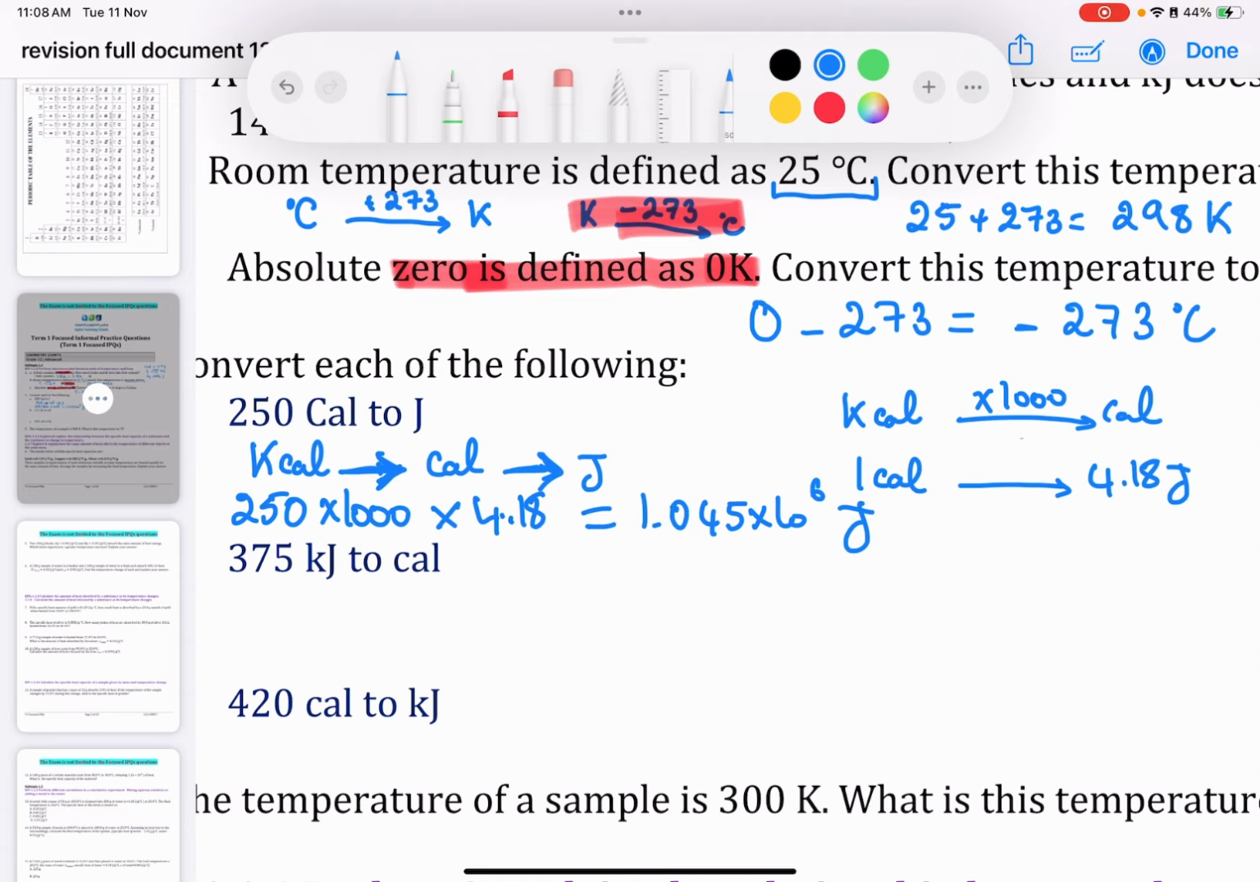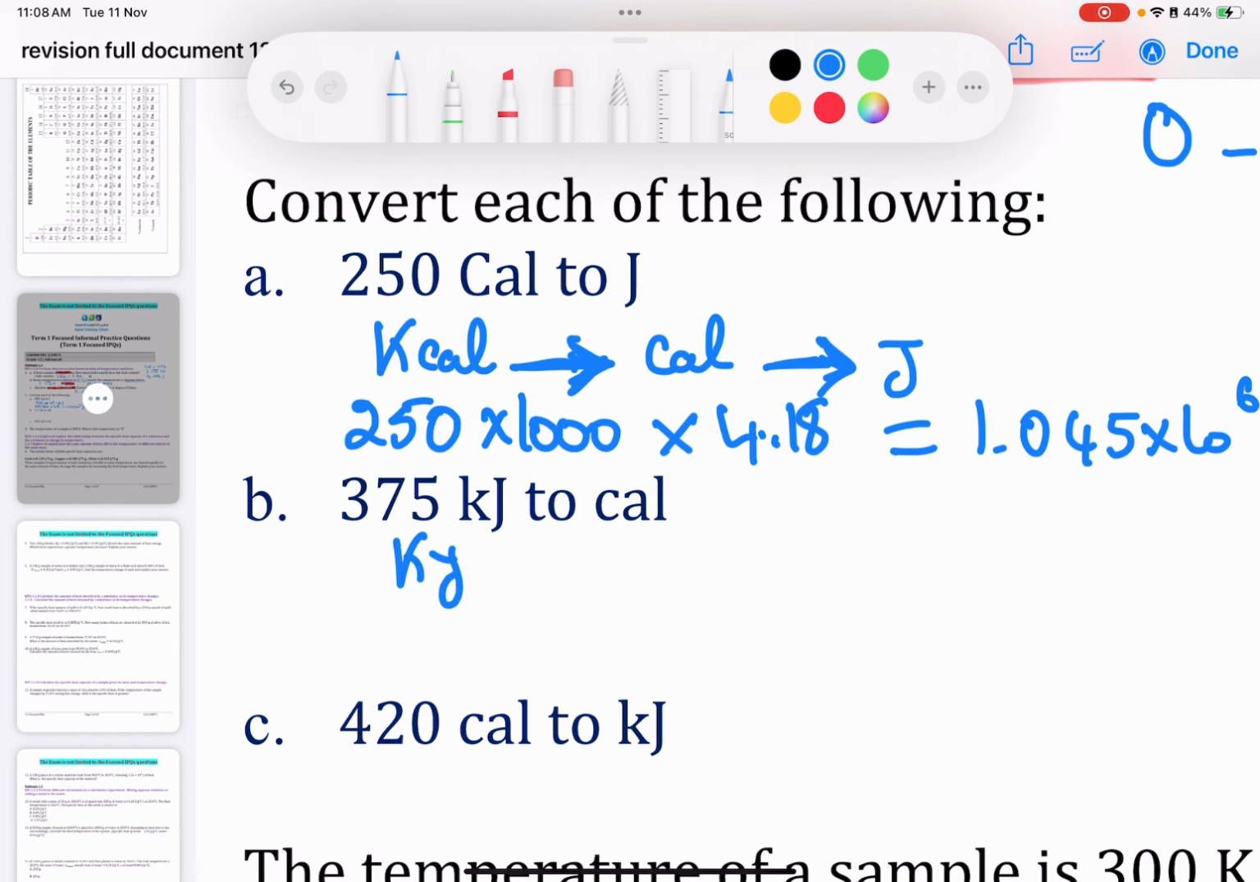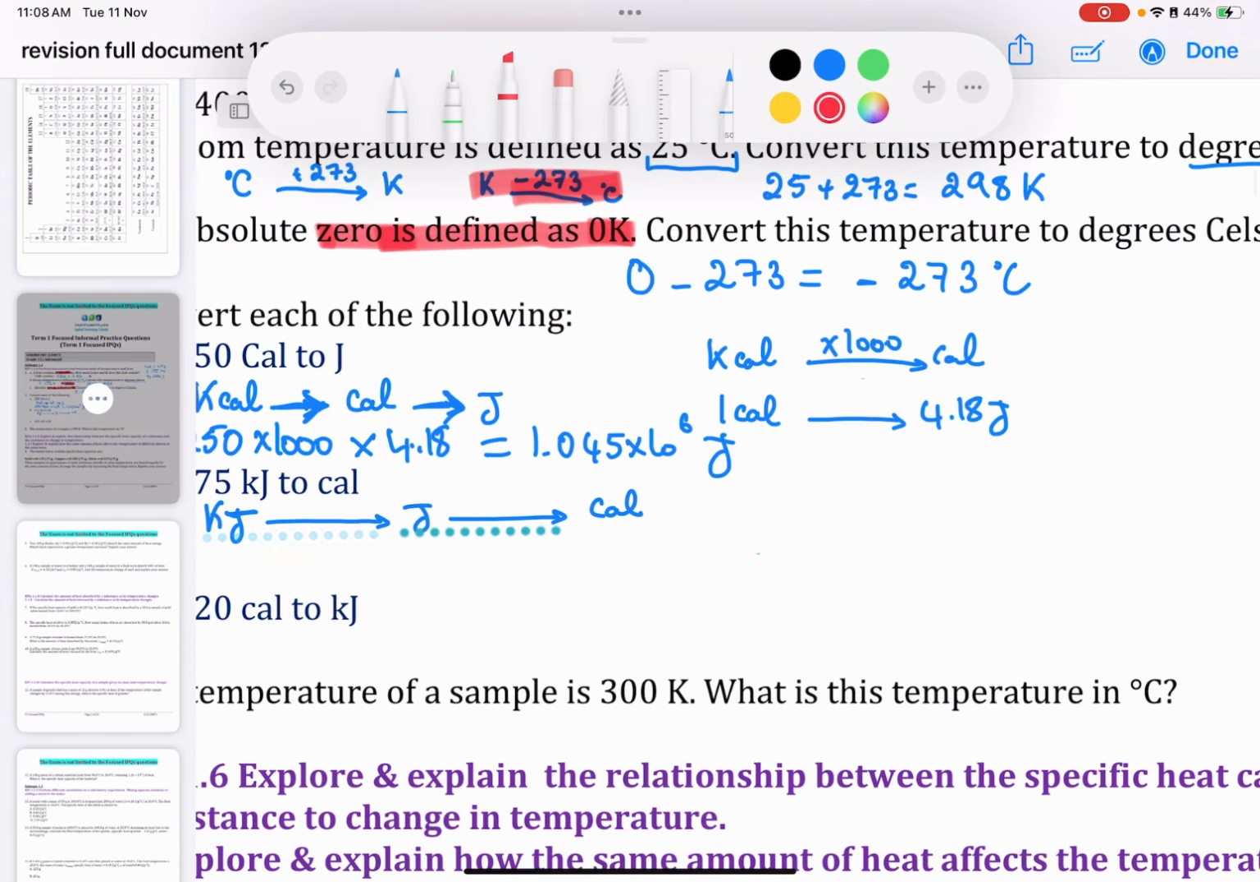Let's continue. 375 kilojoules to calories. First of all, I'm going to convert from kilojoules to joules, and then from joules to calories. That's the plan. My plan here is to convert the kilojoules to joules, and then from joules to calories. Why did I choose to remove the kilo? Because in my conversion factor, I have calorie to joule and not kilojoules.